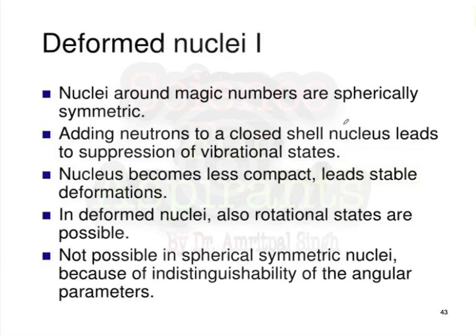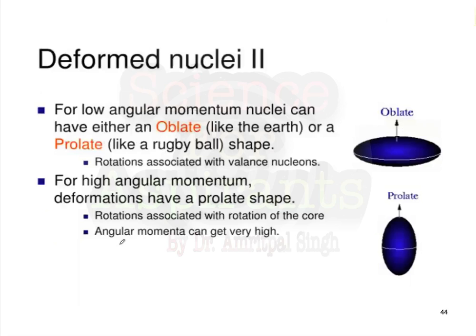In a deformed nucleus, not only vibrations but also rotational states are possible. Due to these rotational states, the nucleus continuously changes its shape from oblate to prolate, and these rotations are associated with the valence nucleons which are present in the outermost shells.